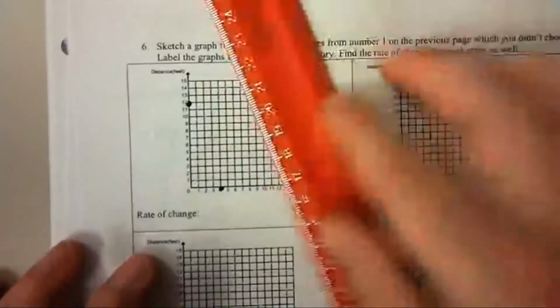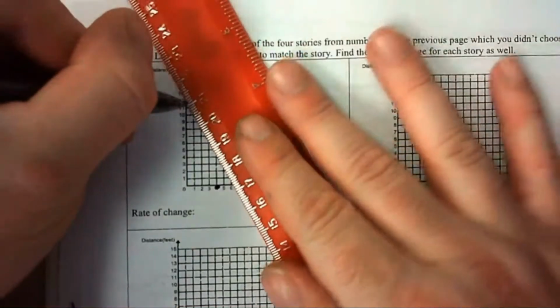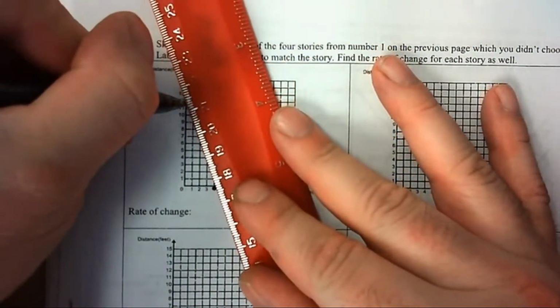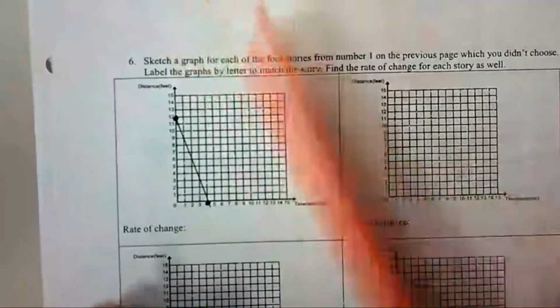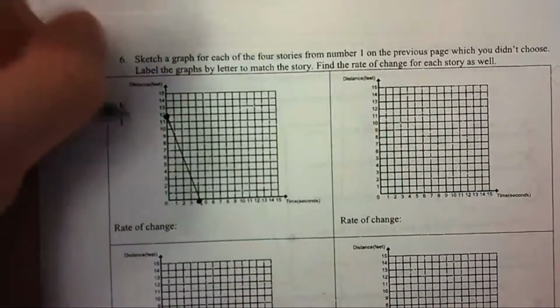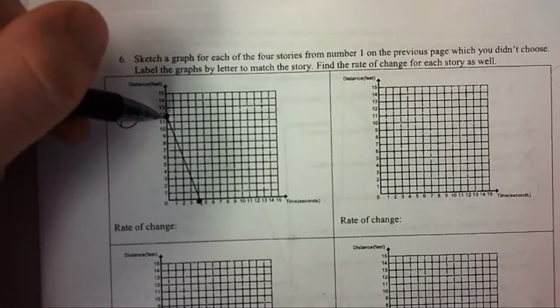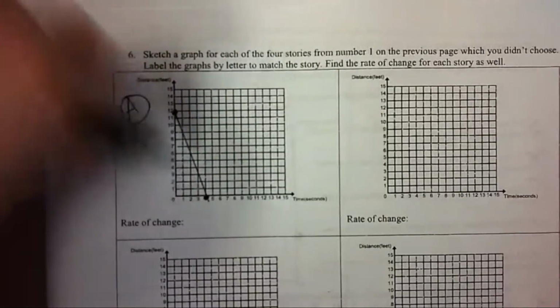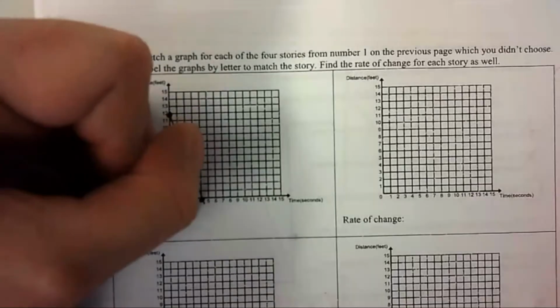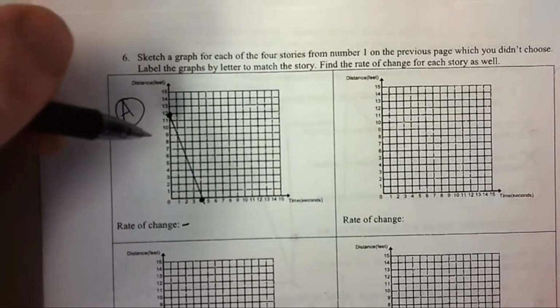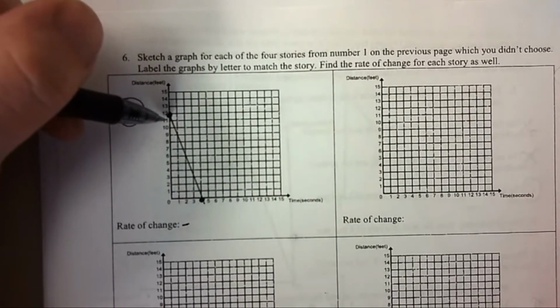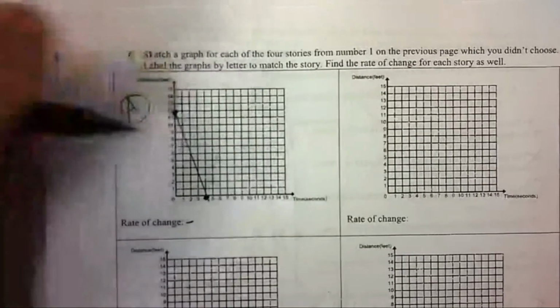Okay, you can use a straight edge then, connect those points. And we should have a graph like that. So this is going to be letter A. Now the rate of change. See our graph is going down like that? And if it's going down, it's got to be a negative rate of change. And this negative rate of change is the opposite of the other one.